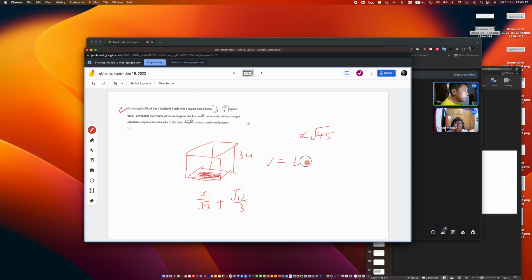So volume is L times B times H, right? L times B will give you the base area, which is given. So I think you should be able to form this equation already. This is the base area, times 3u, with a bracket. You need to put a bracket, right? If you don't put a bracket, then no. Okay, good.